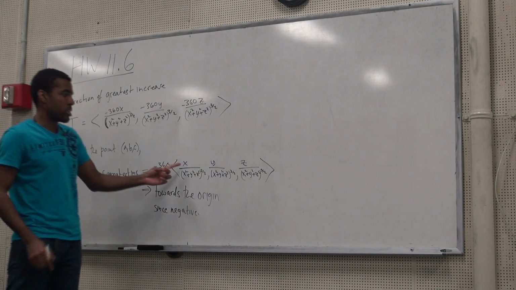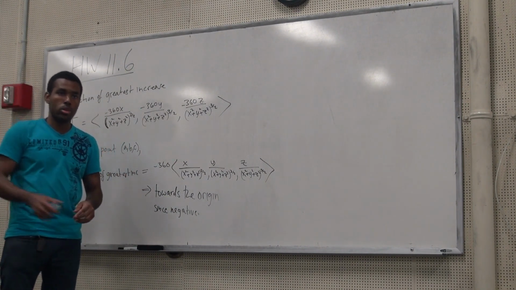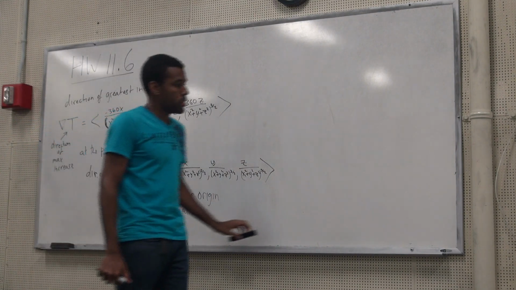Because you can think of the vector x, y, z as going out from the origin when they're all positive.